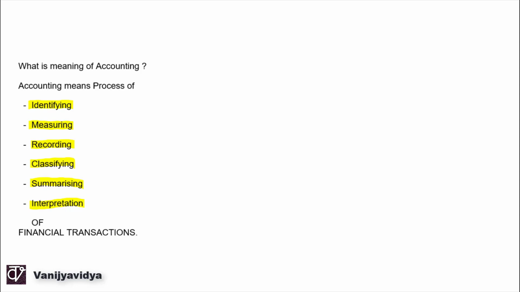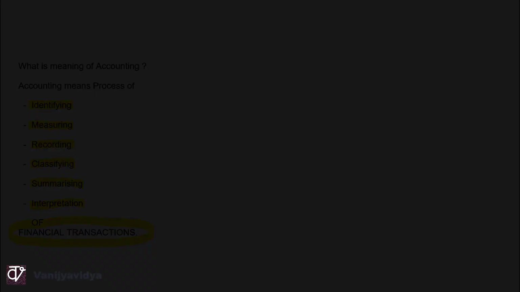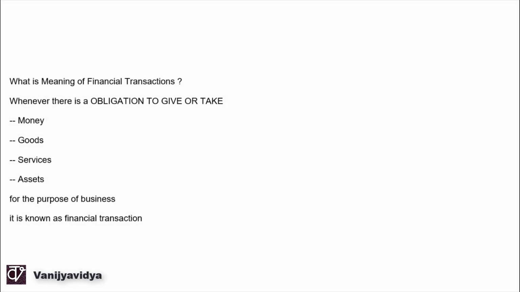Now, you see the identifying, measuring, recording, classifying, summarizing, and interpretation of what? Of financial transactions. So to identify financial transactions, we must know what is a financial transaction. So let us understand what is a financial transaction. This is the meaning of financial transaction. Whenever there is an obligation to give or take money, goods, services, assets for the purpose of business, it is known as a financial transaction.